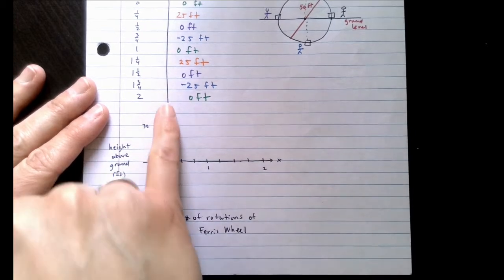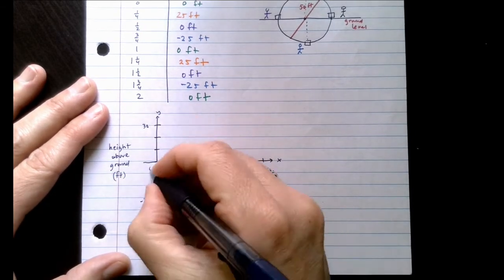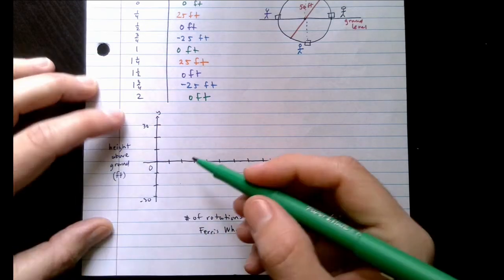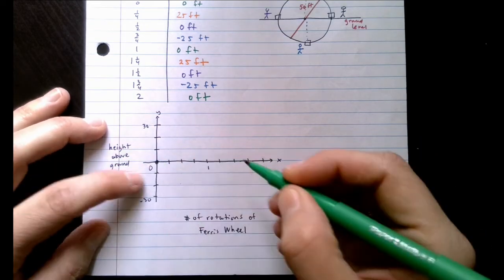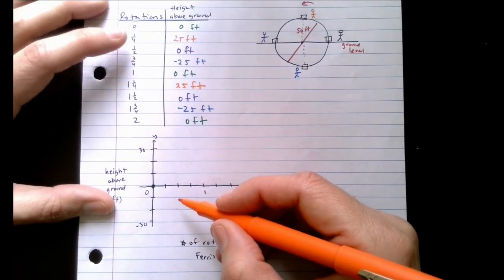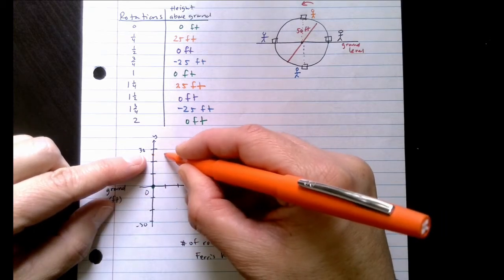Now you might notice I adjusted my y-axis this time. My x-axis is still the same. I still broke it up by quarters to match my input values here. At 0 rotations, the rider is at ground level, so it's 0 feet above the ground. At 1/4 of a rotation, the rider is 25 feet above. All right, so we have to approximate again. 10, 25 is about there.